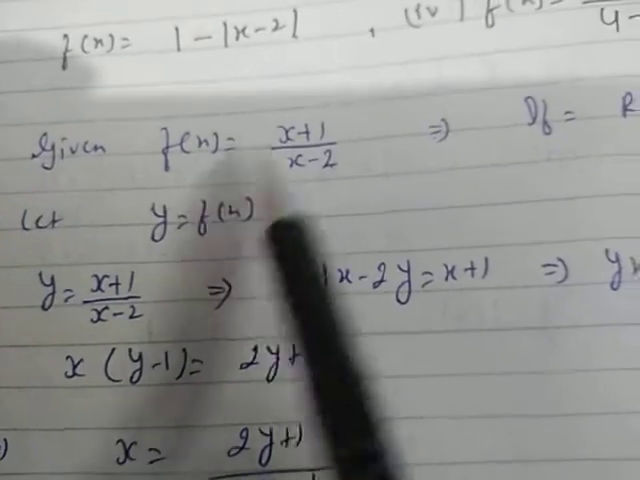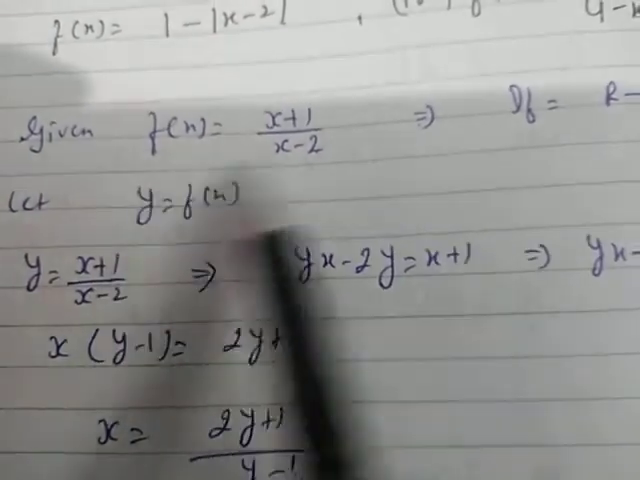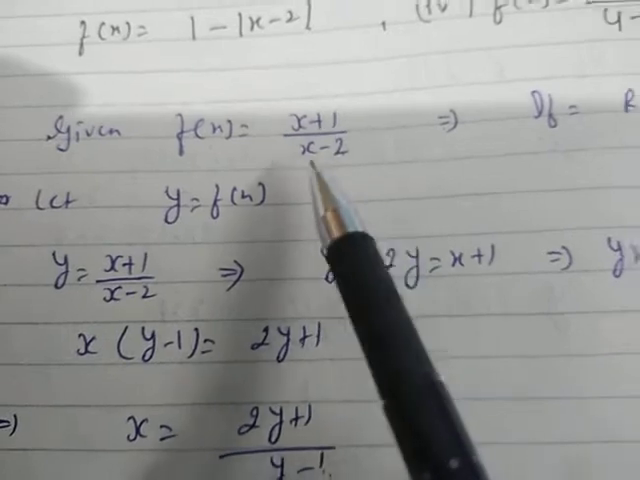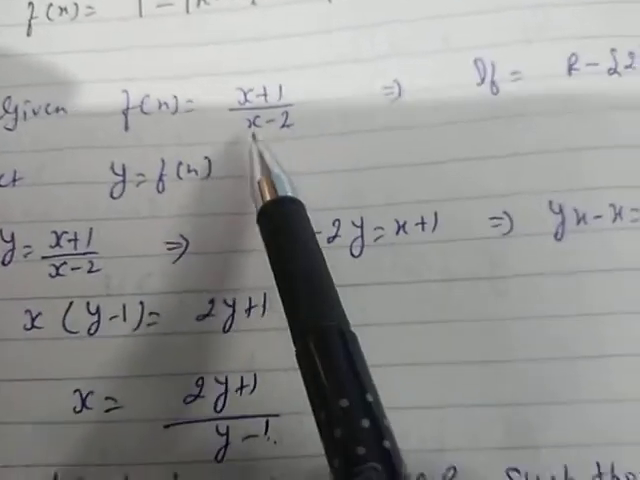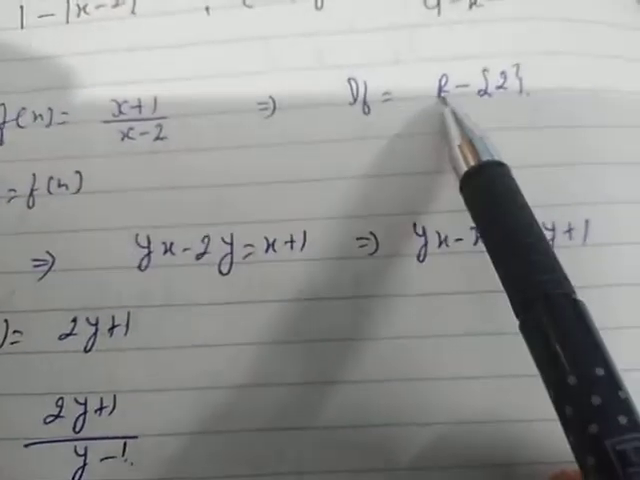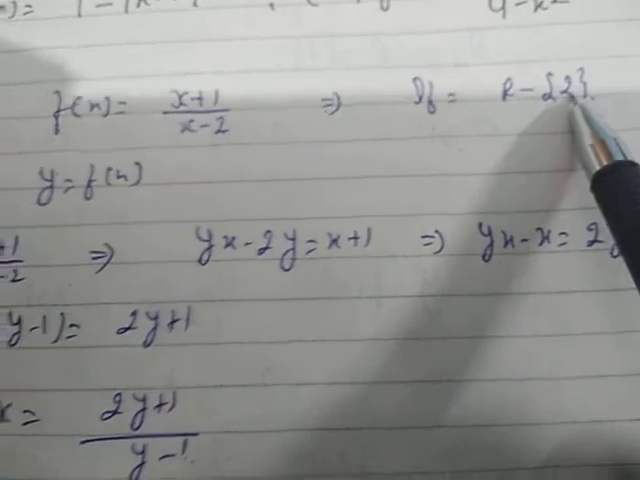Okay, now given f(x) = (x + 1)/(x - 2). Since for the domain, it is definitely a rational function, as I explained earlier in the previous video, x - 2 should not be equal to 0. That means the domain is R - {2}.